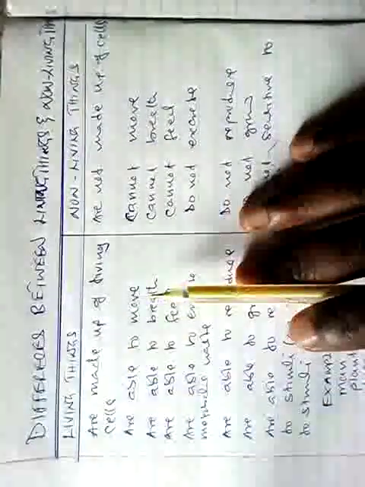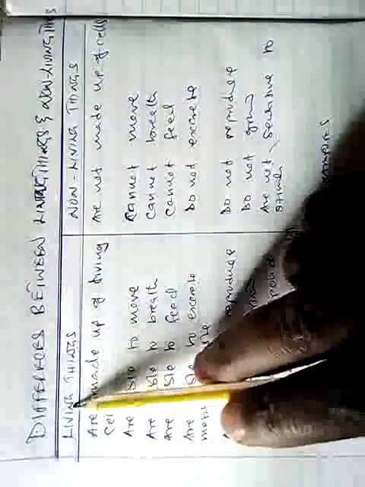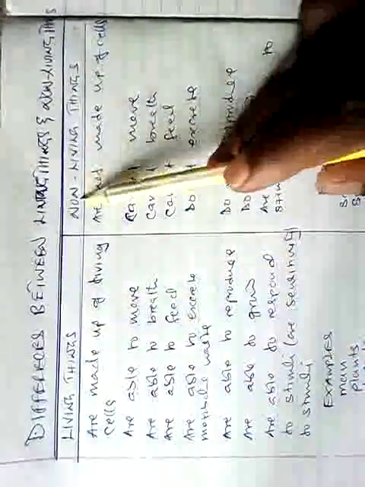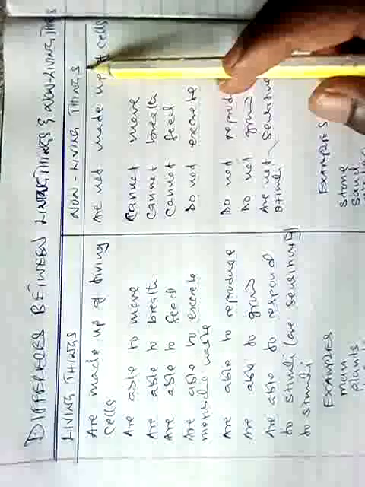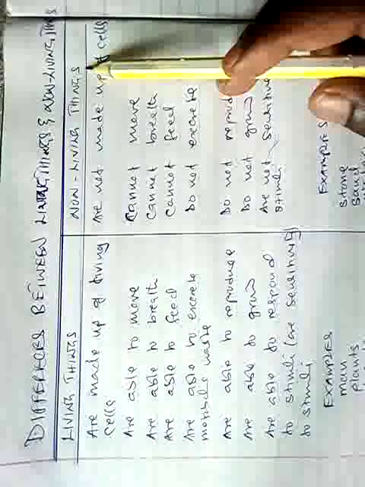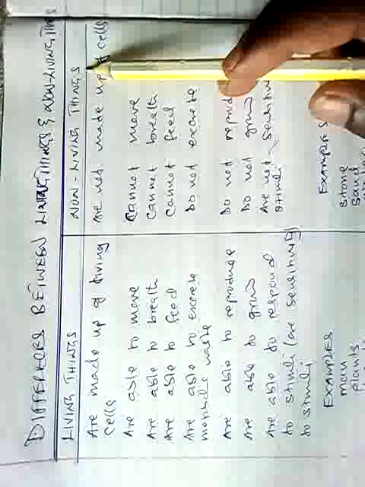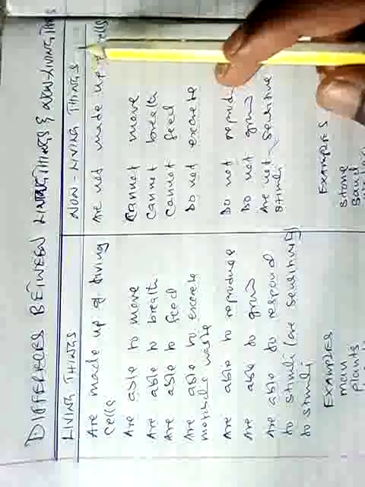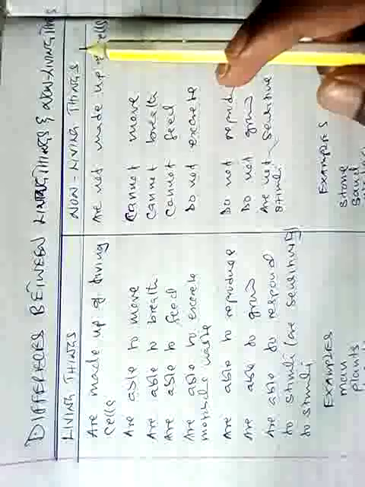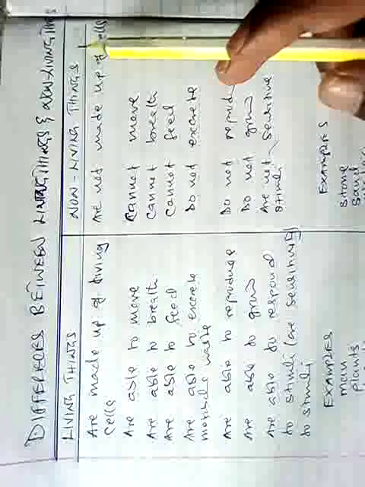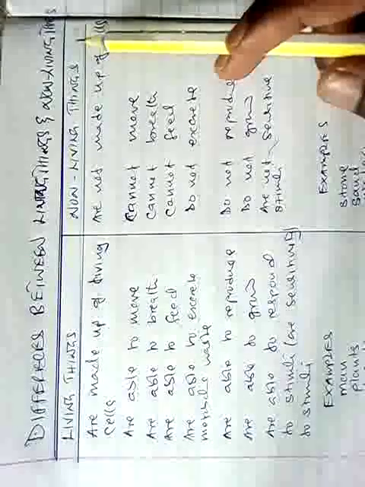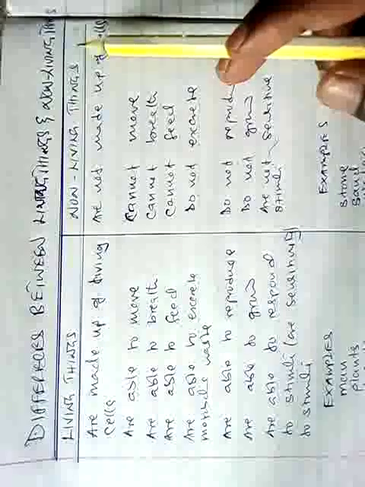So I've got a table here. On this side, I've got living things. Here, I've got non-living things. So in biology, when you are told to distinguish or to differentiate two aspects, it is a good idea to come up with a table, okay? Then you state the differences. It's easier and well organized.